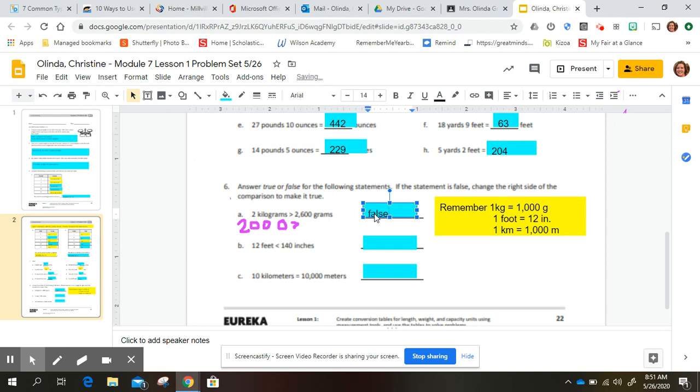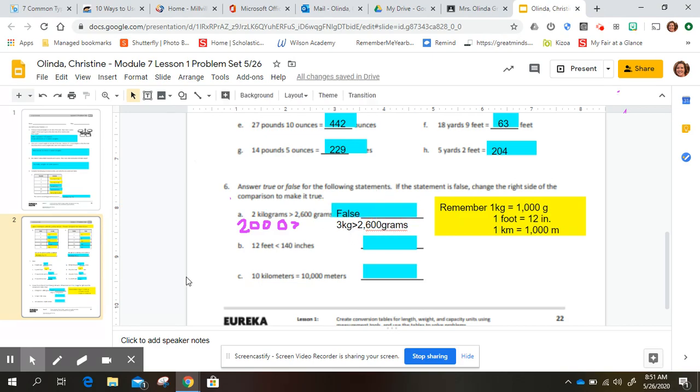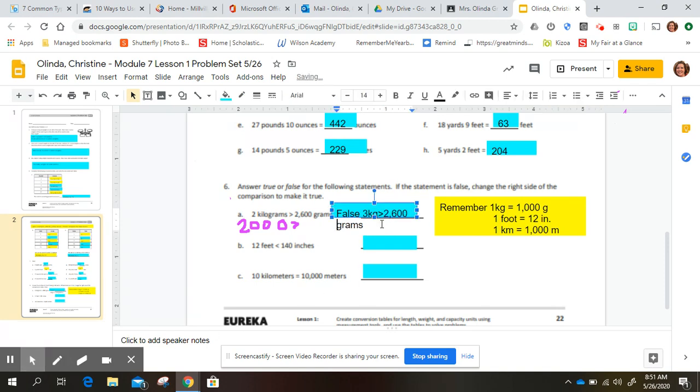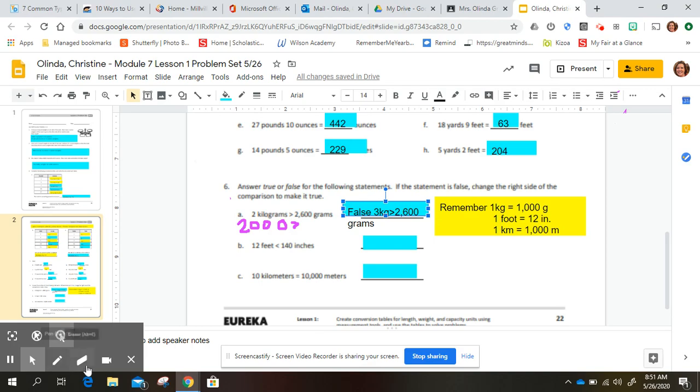But if I want to change that on the right side, I would have to put 3 kilograms is greater than 2,600 grams. I'm just going to pull this box to make it a little bigger so we can see it. There we go. And I'll put a space between there. If it'll let me. There we go. Okay. And if I pull a little bit more, I wonder if it'll fit. There we go.